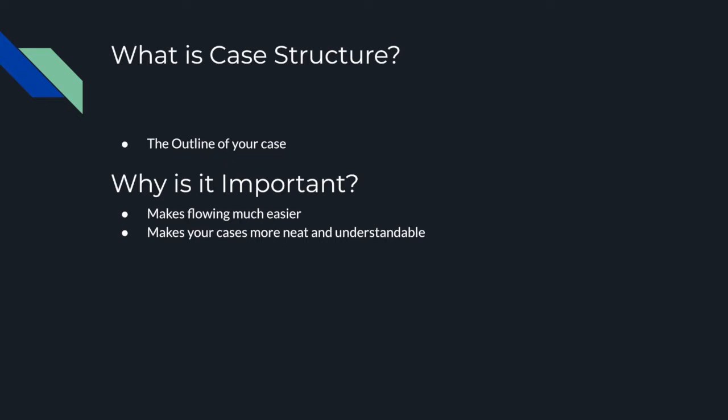So first, what is case structure? Case structure is just the outline of your case. The reason why case structure is important is because it makes flowing much easier and it makes your cases more neat and understandable. And this is really important if you have a parent judge, because good case structure and good signposting would lead to your parent judge being less confused in the round.